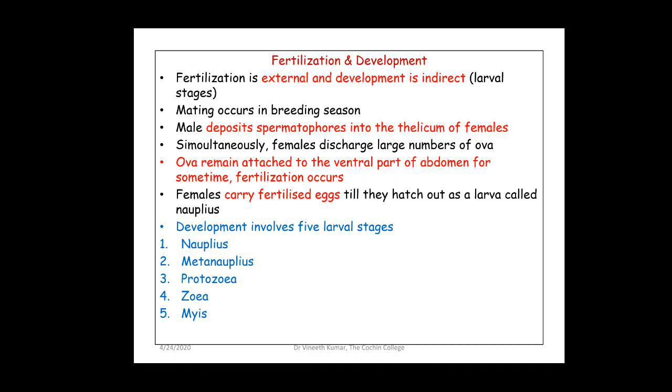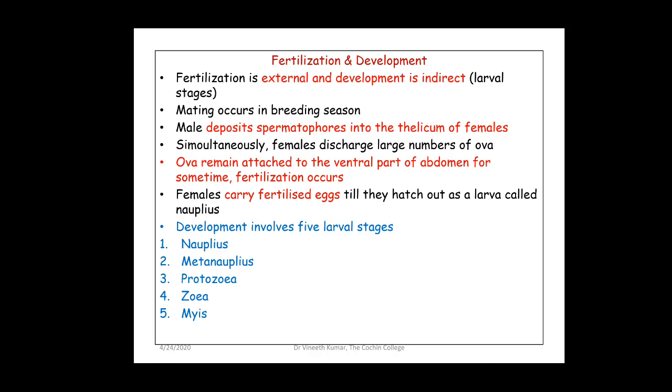So now we are going to see the 5 larval stages of Penaeus. As you can see in the slide, the 5 larval stages are nauplius, followed by metanauplius, protozoea, zoea, and mysis. So these are the 5 larval stages of Penaeus. We are going to see the structural details of these larval stages.